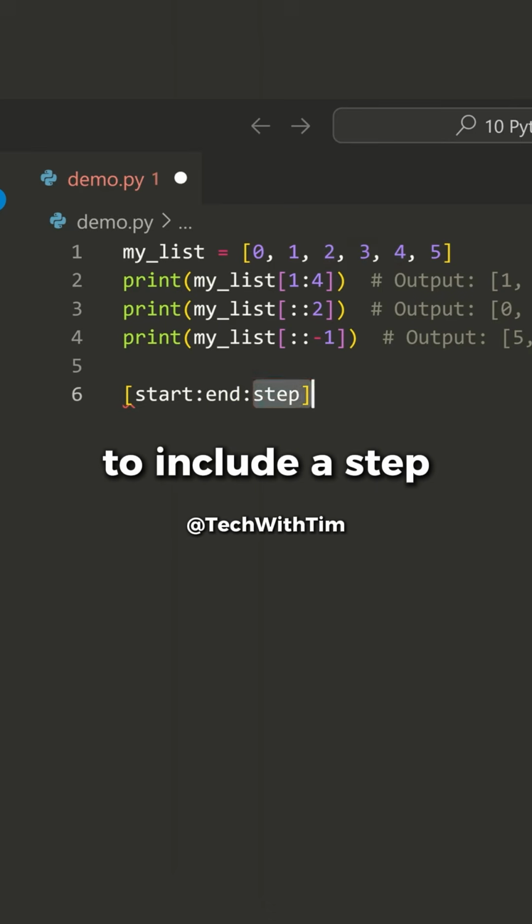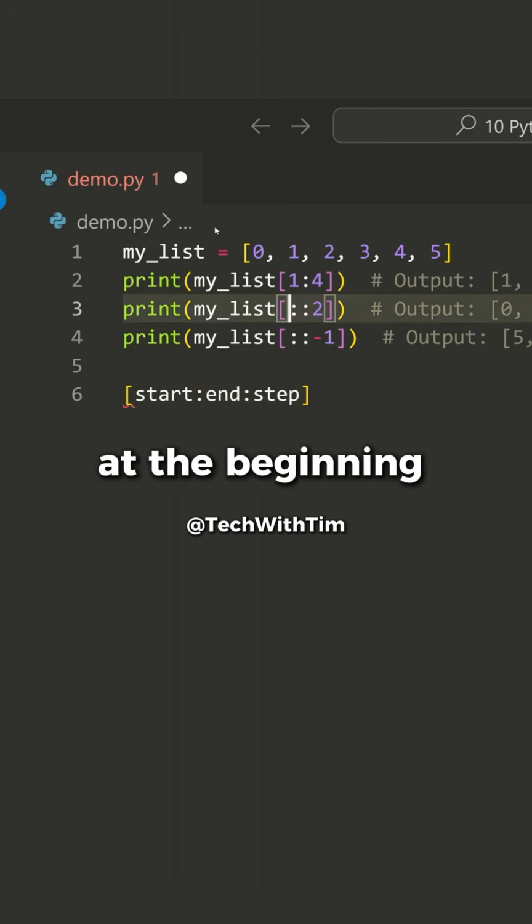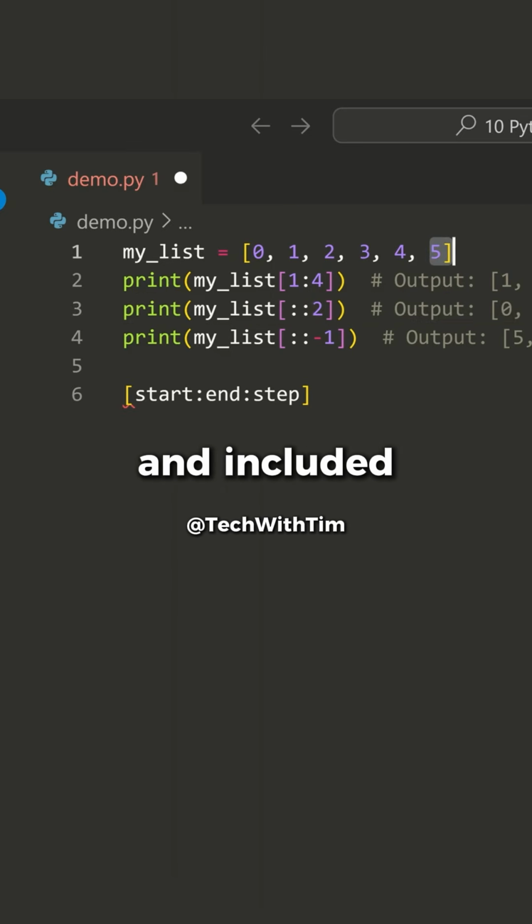Now, we also have the option to include a step. The step is how many elements we should skip over as we grab elements from this list. So if we look here, you can see that I have :2. That means we are going to start at the beginning of the list because we've not included it. So by default, we start at the beginning. We've not included the end, which means by default, we're going to go to the end and include it, which is important. But we've included the step value, which is 2, which means we're going to step over every second index.